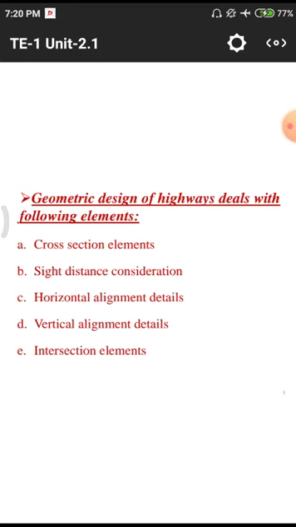First operation is the cross section elements. That means how many roads are collecting at those particular points, and how many points there are in a particular span of length. Those things we need to observe. Those are cross section elements.